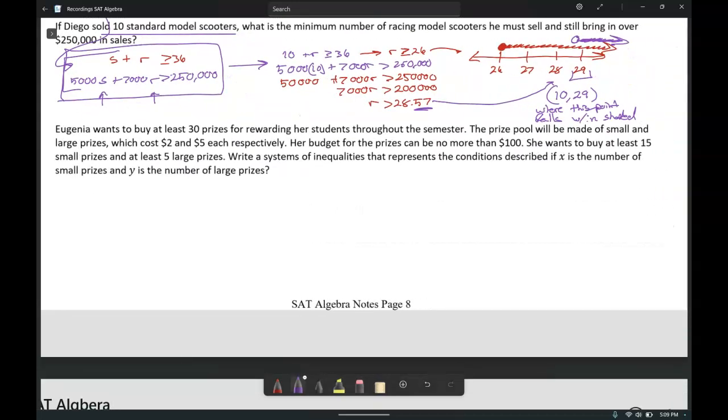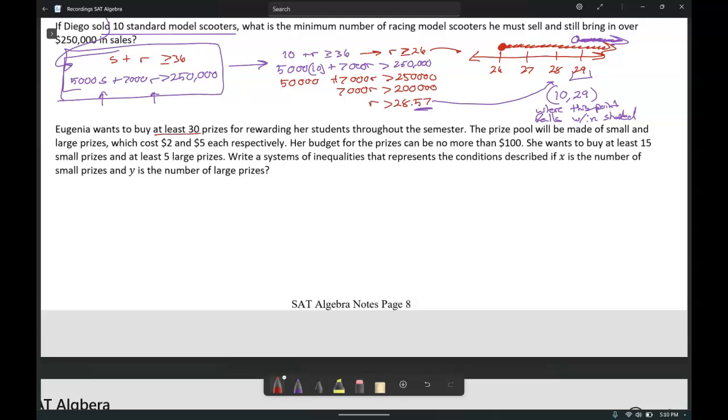Now, our last example. Eugenia wants to buy at least 30 prizes to reward her students throughout the semester. Prize pool will be made of small and large prizes, which cost $2 and $5 respectively. Her budget for the prizes can be no more than $100. She wants to buy at least 15 small prizes and at least 5 large prizes. Write a system of inequalities that represents the conditions described if X is the number of small and Y the number of large prizes. So we have several different conditions that must be met.